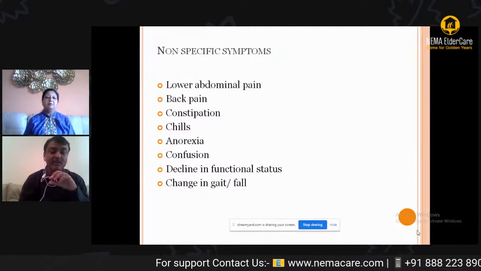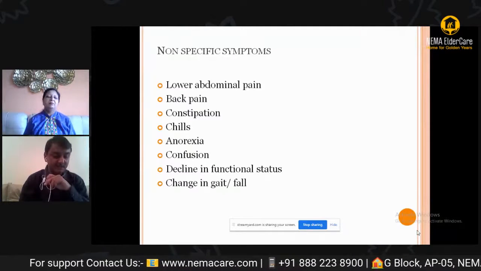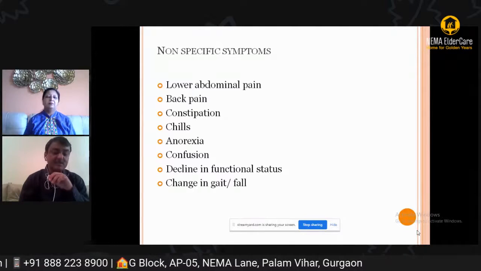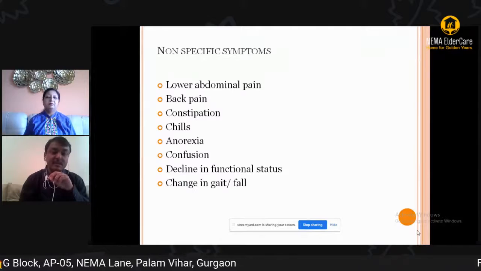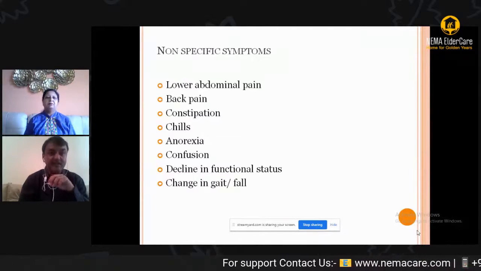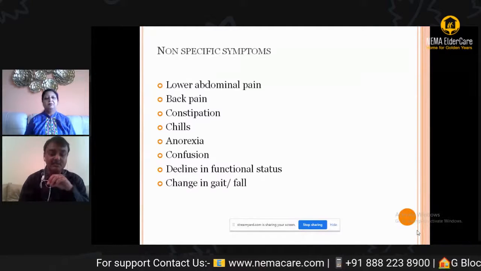All these are non-specific symptoms, but it has been shown that when we try to evaluate these symptoms, many patients have been found to have an underlying urinary tract infection. So all these symptoms may be associated. There may be an associated increase in the incontinence of the patient. Some people have some degree of incontinence, and that increases when there is a urinary tract infection.